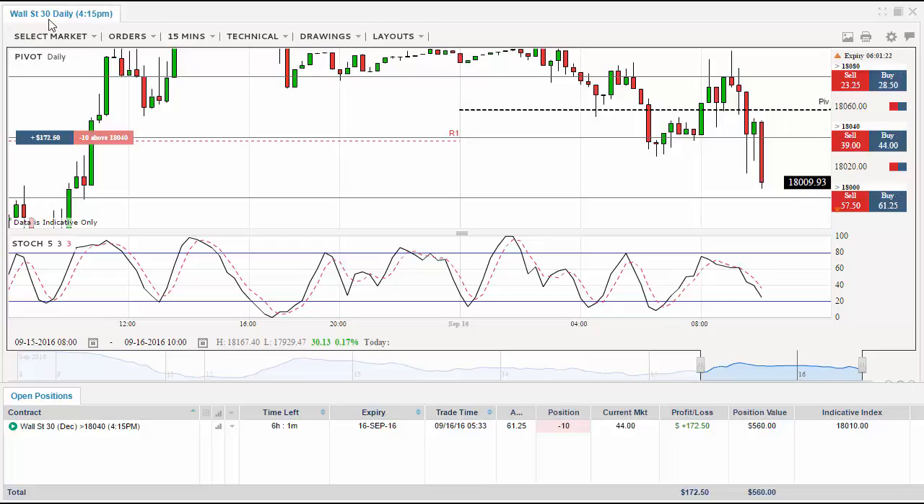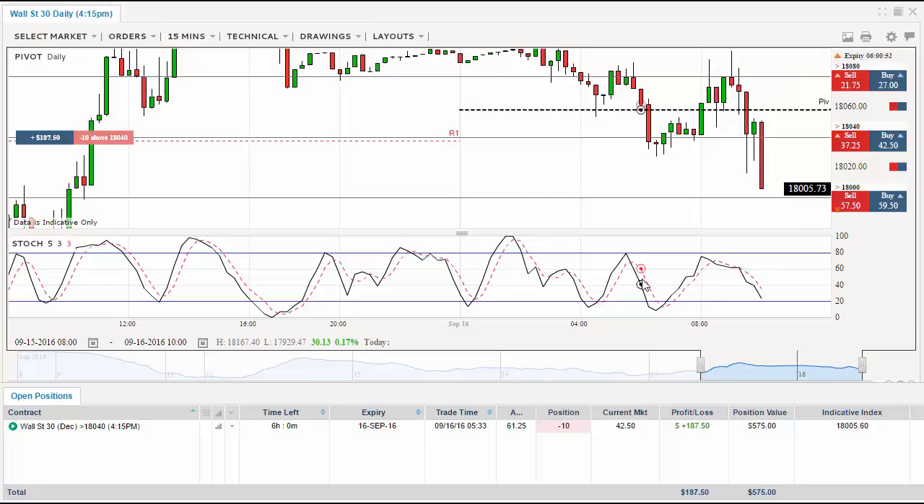It's the Wall Street 30 on Nadex binary options, and you can actually see I entered this at 5:30 this morning. It clearly shows you the time that the trade was entered, and it was slightly out of the money. I paid right at about $40 on entry, a little bit less than 40, and you can see that it's moving down very nicely.